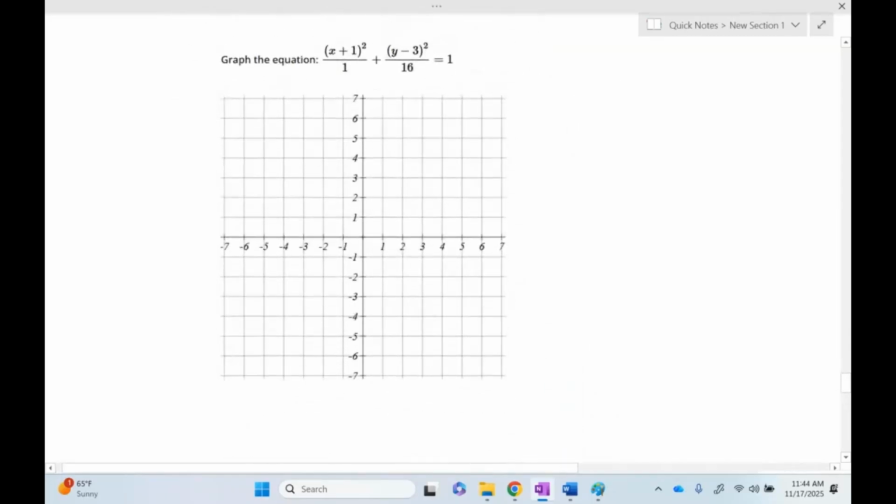All right. So here's one to graph. So we're going to graph it by hand. Pretty much the same way we graphed the other one. And then we're going to take a look at the computer. So it says graph the equation x plus 1 quantity squared over 1 plus y minus 3 quantity squared over 16 equal to 1. So just as we did before, the first thing is we're going to plot the center.